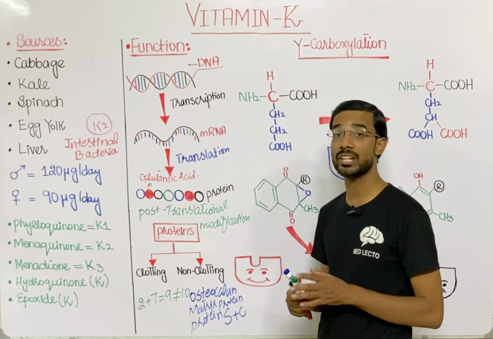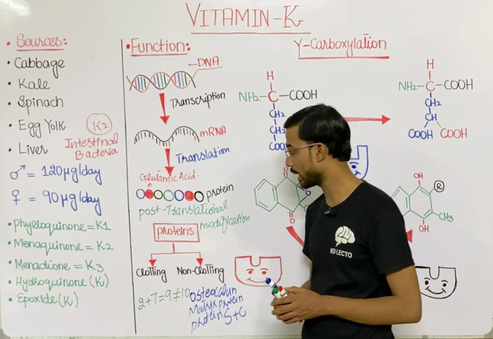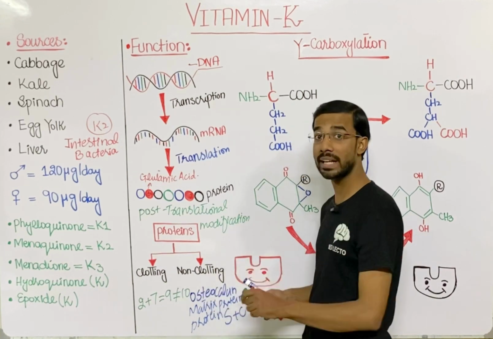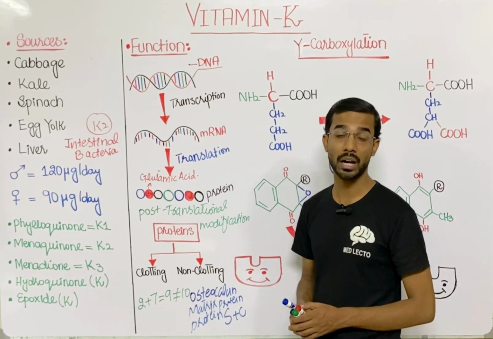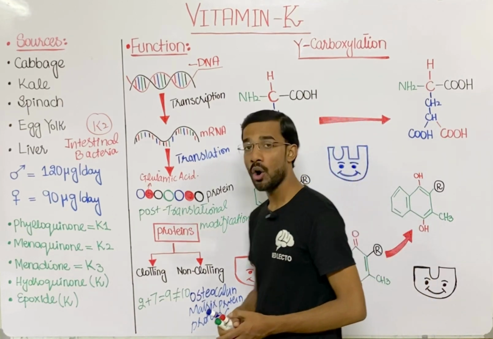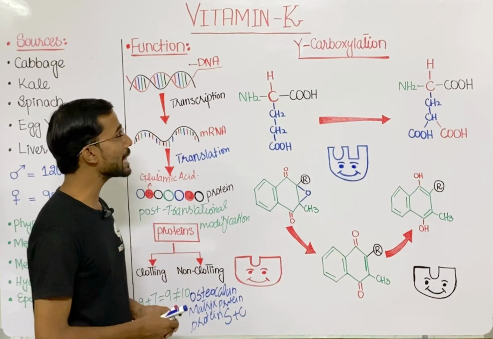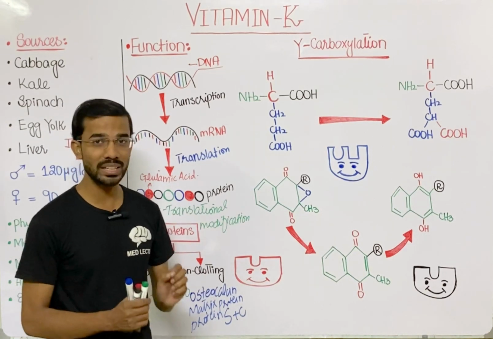Protein S and C actually break the formation of the clot. Okay, here are basically the different proteins in which you will see the gamma carboxylation with the help of vitamin K. So we are going to discuss gamma carboxylation. As the name indicates, gamma, what does it mean?